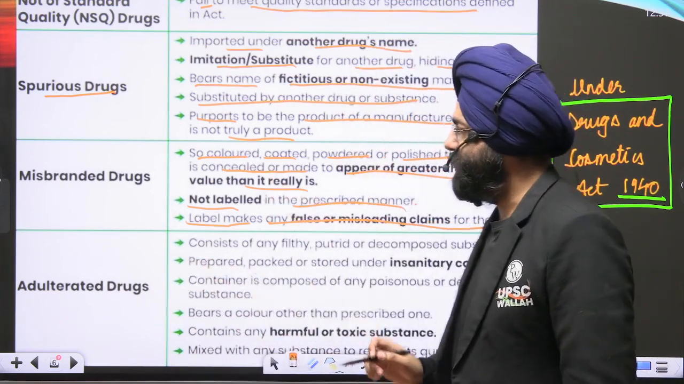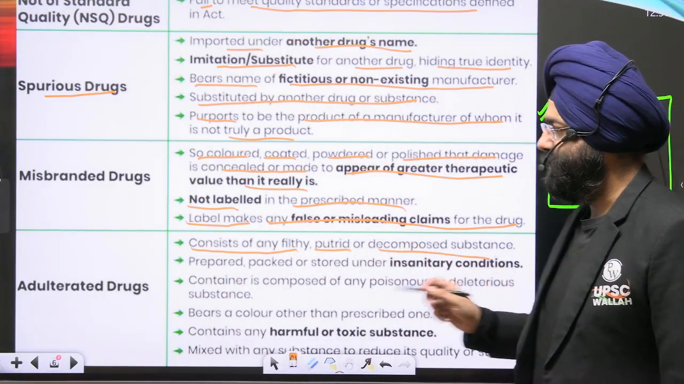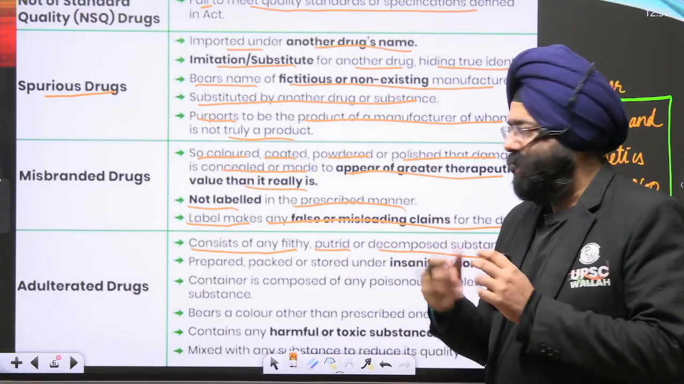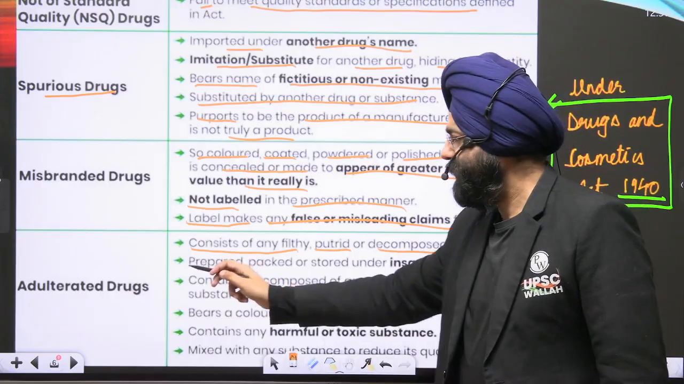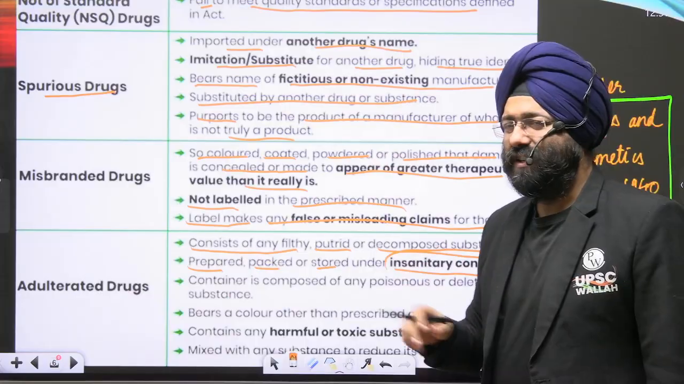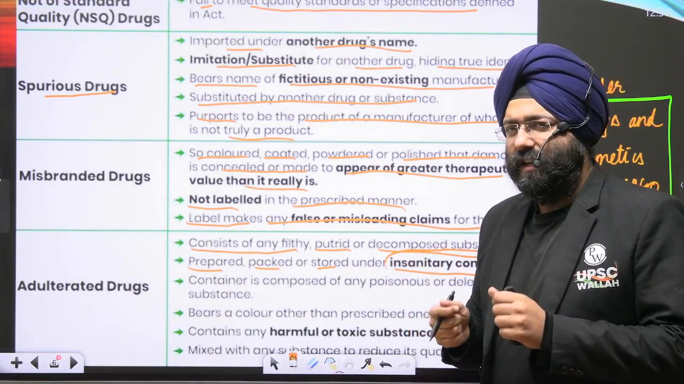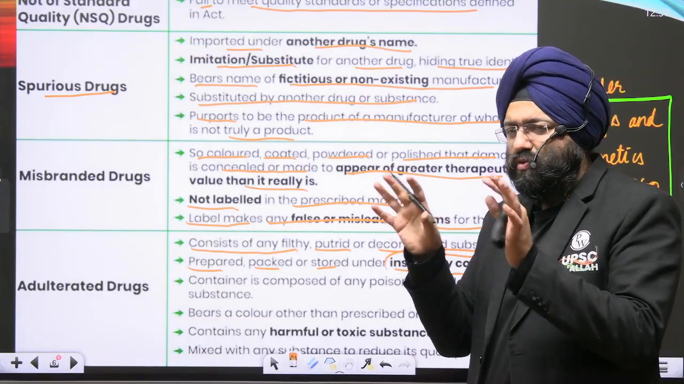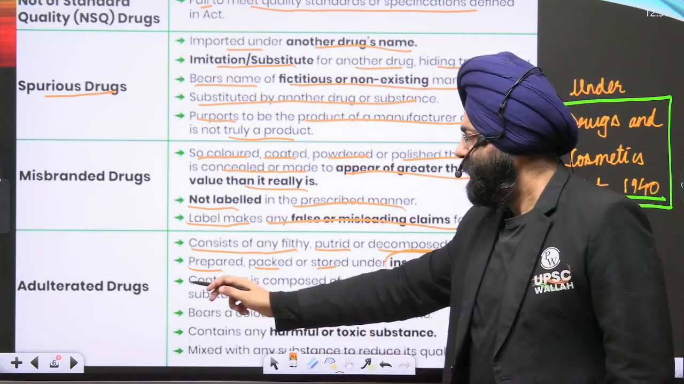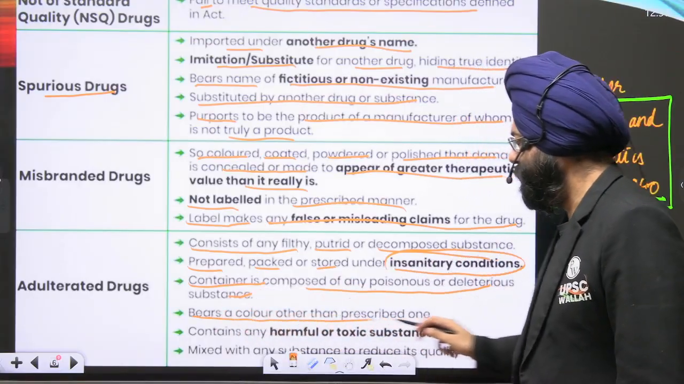Next is adulterated drugs. Consists of any filthy, putrid or decomposed substance. So anything that is filthy, not pure, or dirty will basically come under this. Prepared, packed or stored under insanitary conditions. So where it is being manufactured is not good. Let us say those fake drugs that are created are manufactured in small rooms or small workshops, and they are manufactured in insanitary conditions also. Container is composed of any poisonous or deleterious substance. Bears a color other than the prescribed one.